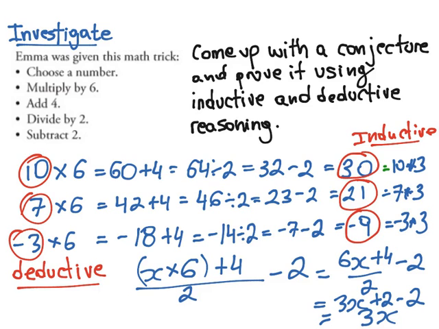Now we get 3 times the original value, and our original value was x. So this deductive reasoning shows us that it doesn't matter which number we choose, we will always get 3 times the number we've chosen.